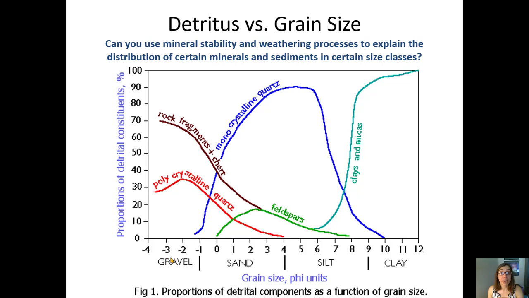What about our quartz grains? Why do our monocrystalline quartz grains tend to form more of our sand and silt-sized particles and less of our clay and gravel-sized particles? Why do rock fragments and chert tend to be much larger, in the gravel and sand size? And why do clays and micas tend to make up most of the clay-sized particles? So we're thinking here not just about the physical weathering processes, but also the chemical weathering processes that we can use to explain the distribution of the chemistry of these minerals and also the size of these minerals.